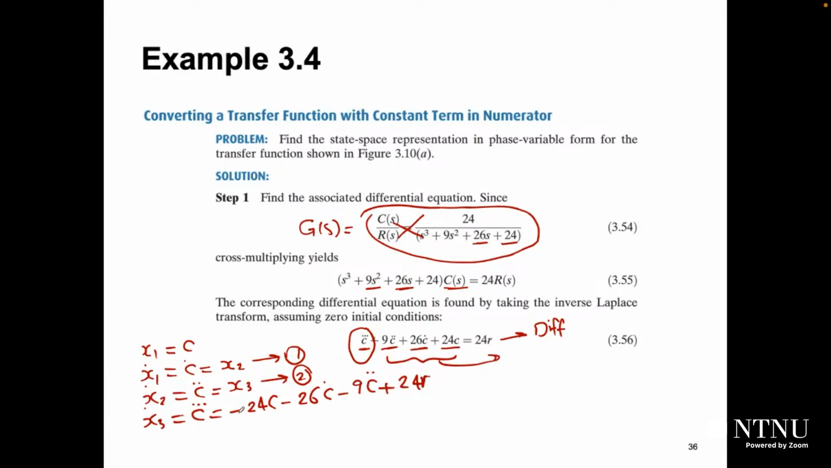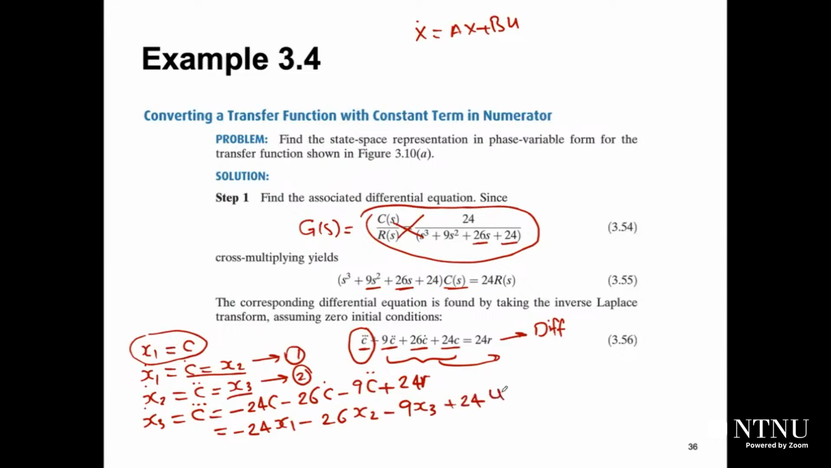Finally, just substitute those values, because we need to get the state equation in the form of x dot equal Ax plus Bu. On the other side, we need to have only x and u, the states and inputs. So we will look into c. What is the value of c? We can see that the value of c is x1. So this will be minus 24 x1 minus 26 multiplied by c dot. What is c dot? c dot is x2. Minus 9 multiplied by c double dot; c double dot is x3. Plus 24r. I will just call r as u, because this is my input.